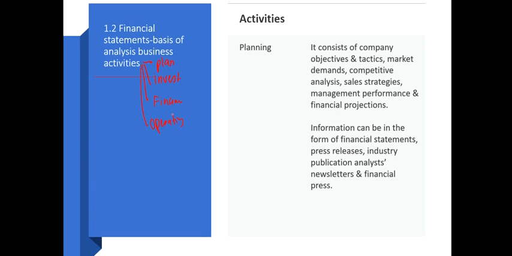So planning activities, it consists of company objective and tactics, market demands, competitive analysis, sales strategies, management performance and financial projections. Okay, information can be in the form of financial statements, press release, industry publications analysis, newsletters and financial press. So planning ni basically dia plan lah untuk business dia. Biasanya semuanya akan ada dalam business plan.